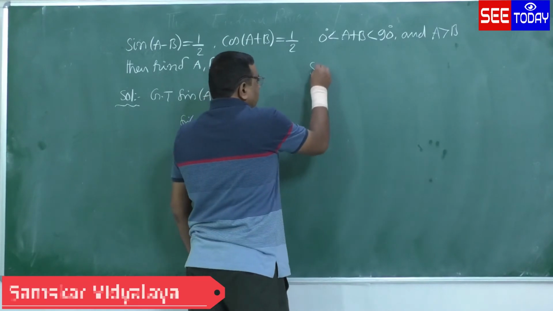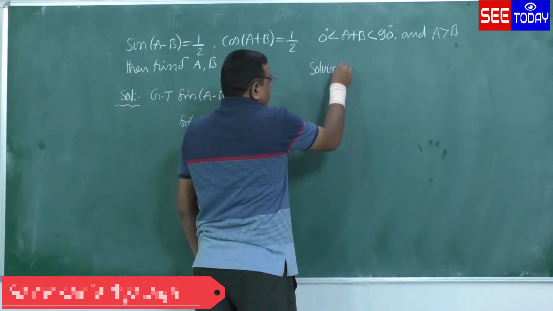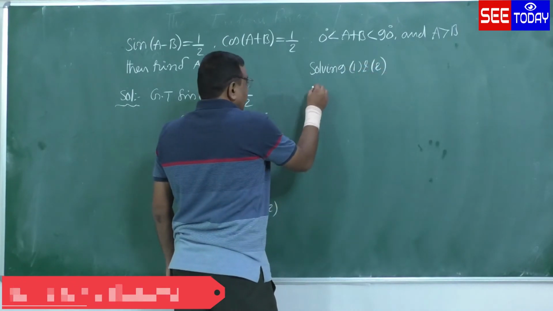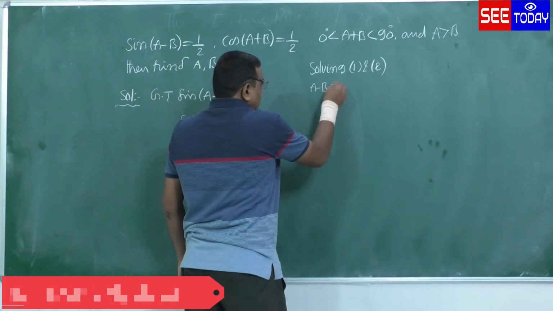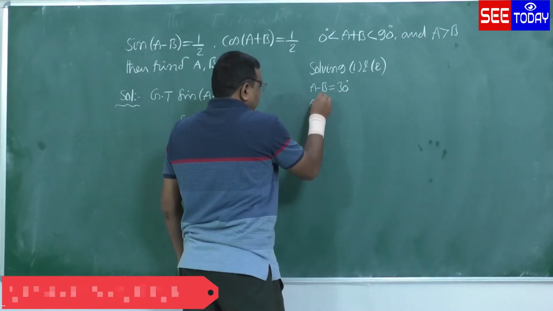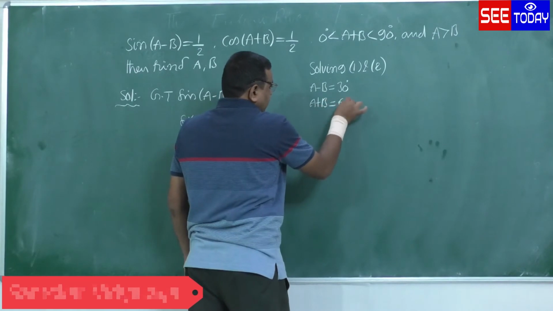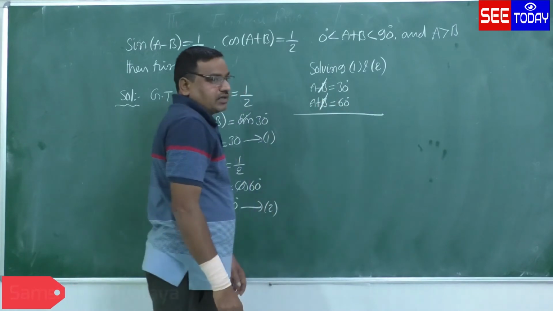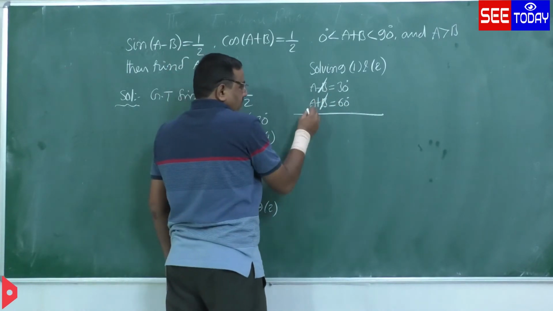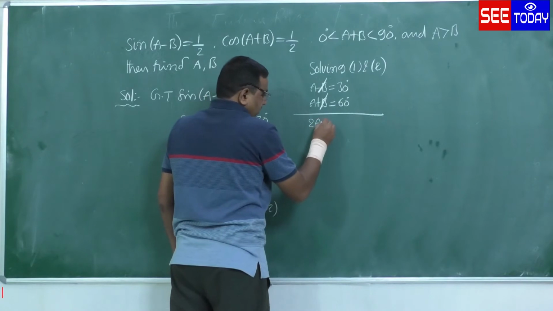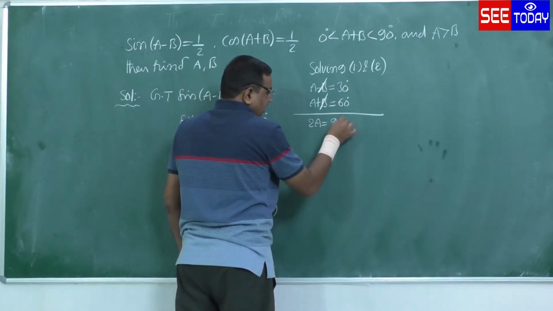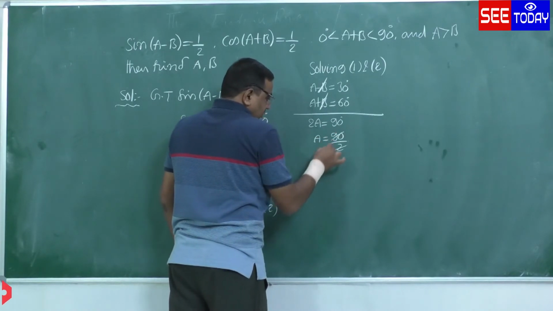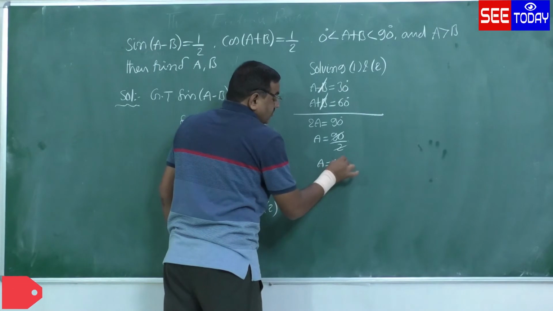Then solving 1 and 2. What is equation 1? A minus B is equal to 30 degrees. A plus B is equal to 60 degrees. Now, minus B plus B cancel. A plus A, 2A is equal to 60 plus 30, 90. That is A is equal to 90 by 2. That is A is equal to 45 degrees.